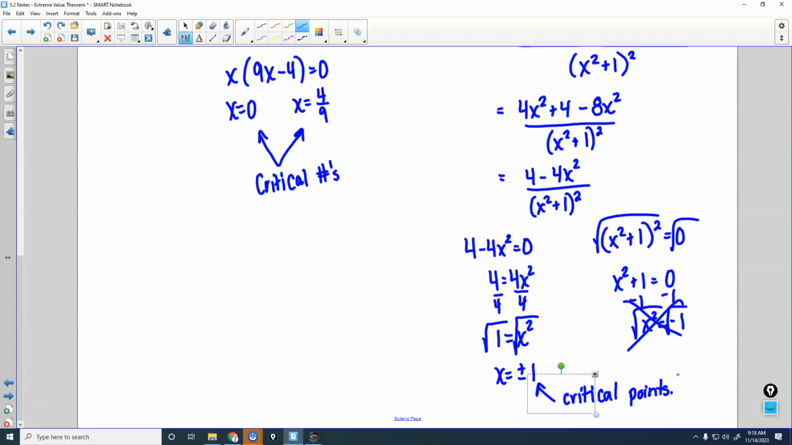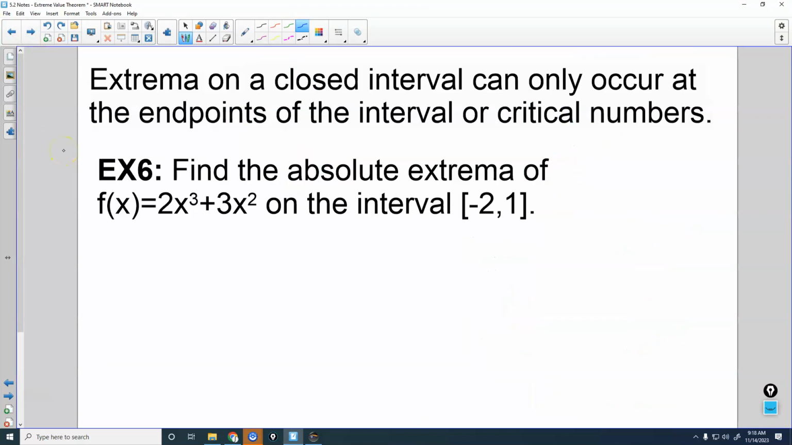Questions there? All right, so extrema on a closed interval can only occur at the endpoints of the interval or the critical numbers. So in order for you to have a maximum or minimum point, it is either going to happen at the endpoints or at the critical numbers. It is not going to happen at any other points on the graph.